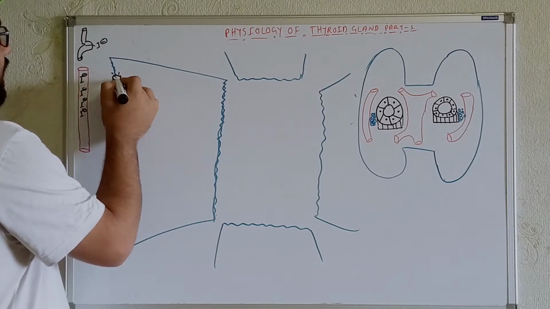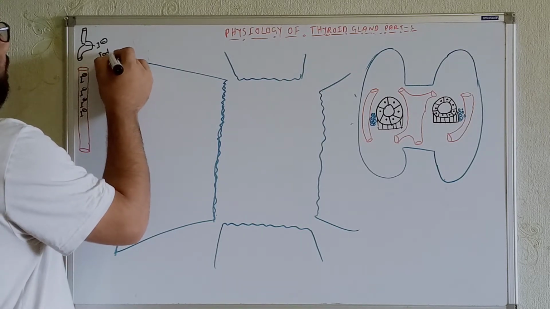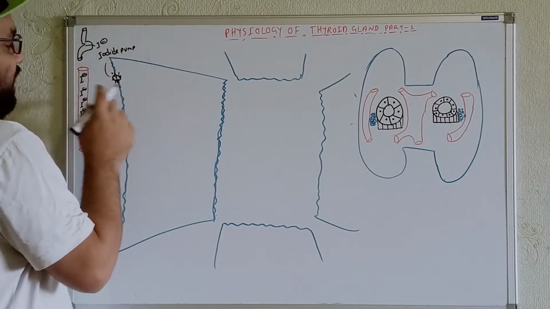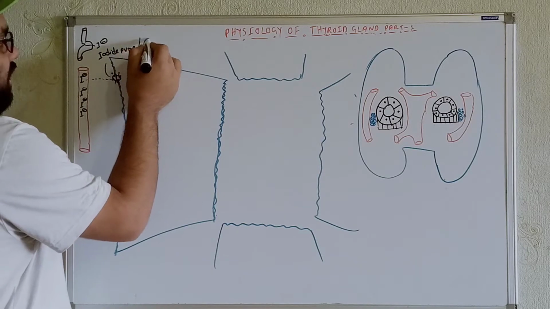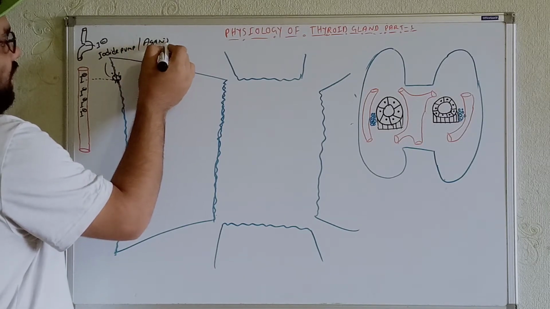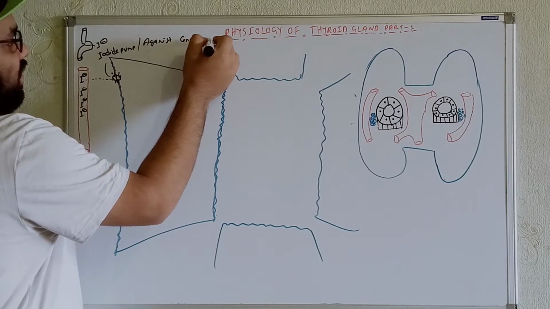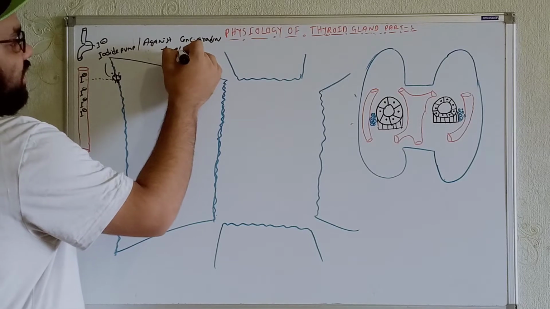So that's why we get the iodide pump. This is known as the iodide pump. Why iodide pump? It is an active mechanism because we are taking iodide molecules against the concentration gradient, along with the electrical gradient.